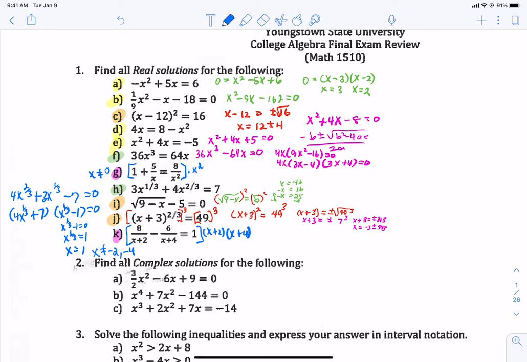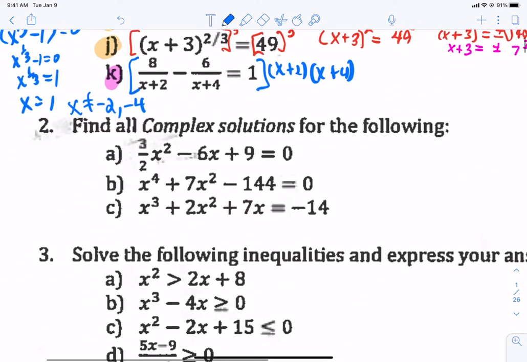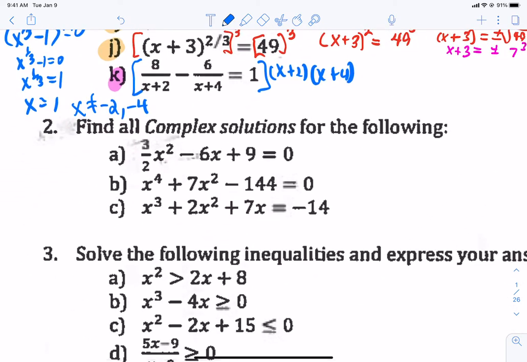Okay, let's take a look at number 2. Now, number 2 says to find all complex solutions. So that means that we will most likely have some i's involved. For A, I would multiply through by 2. If you multiply everything through by 2, you get 3x squared minus 12x plus 18 equals 0.